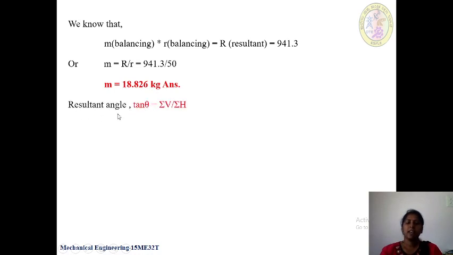Next, the resultant angle: tan theta is equal to sigma V by sigma H, where tan theta is equal to 939.6 divided by 56.6, which is equal to 16.59. Theta dash is equal to tan inverse of 16.59, or theta dash is equal to 86.55 degrees. That is the angle of the resultant.